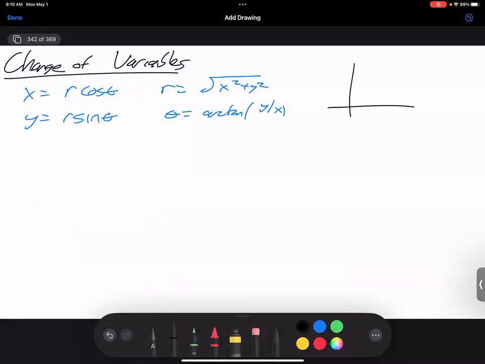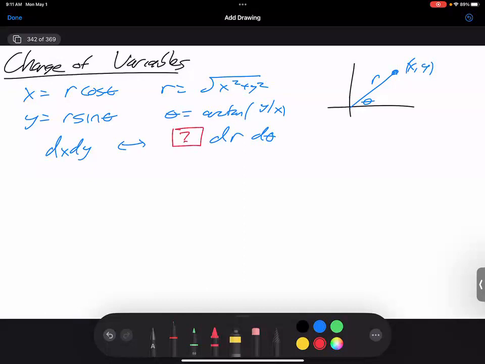If I wanted to draw the little picture, this would be theta, this would be r, this would be the point (x, y). And so we have a way to pass from one to the other. What we want to figure out is how we pass from the area element dx dy to the area element dr d theta. The idea is that there is some function that we can put here. We don't know what it is yet. That will tell us how an infinitesimal area element dx dy changes into our r theta space.